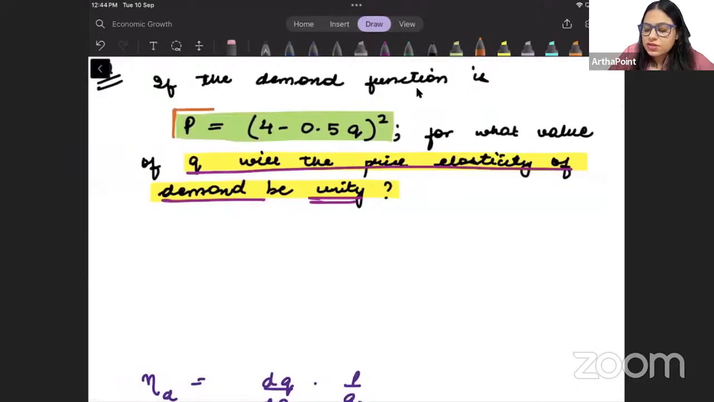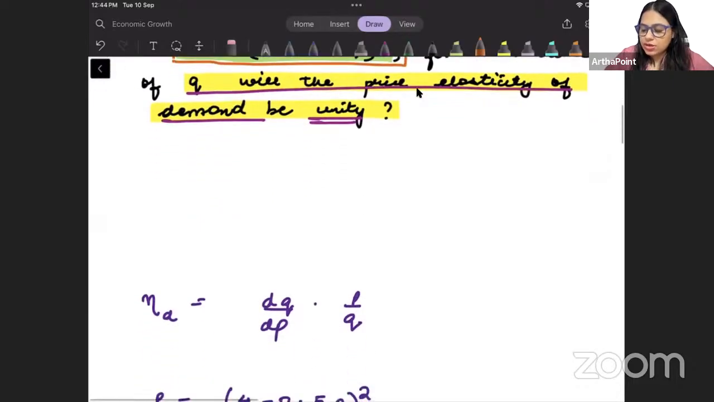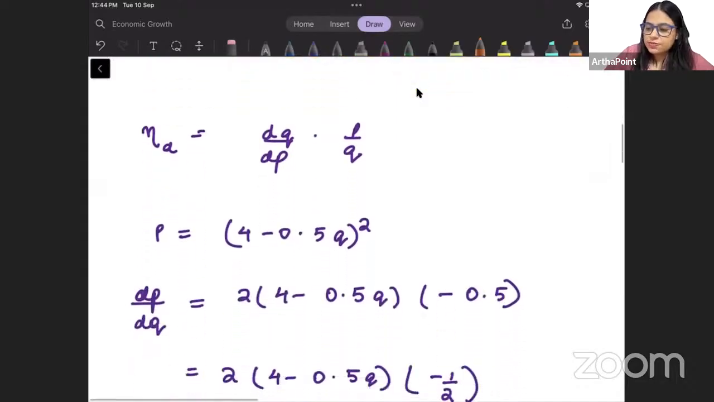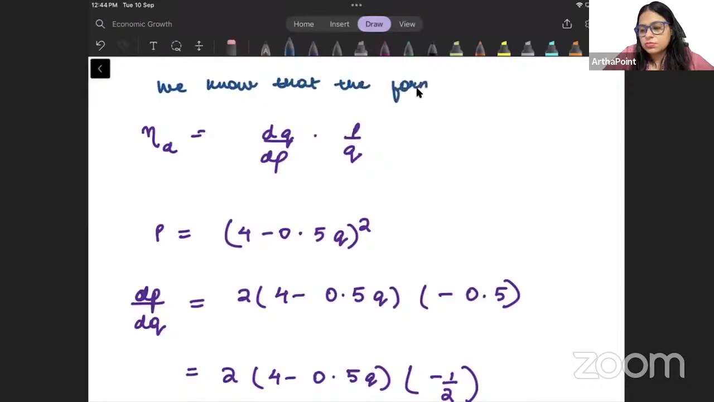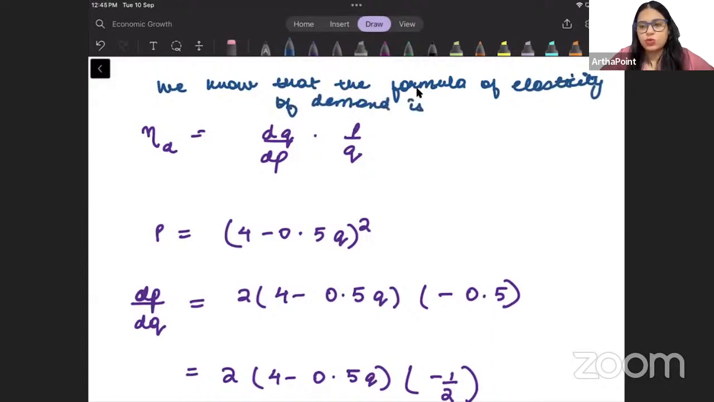So we are given that this is our demand function. I have written here the formula of elasticity. So you can also say that we know that the formula of elasticity of demand is dQ by dP into P by Q.